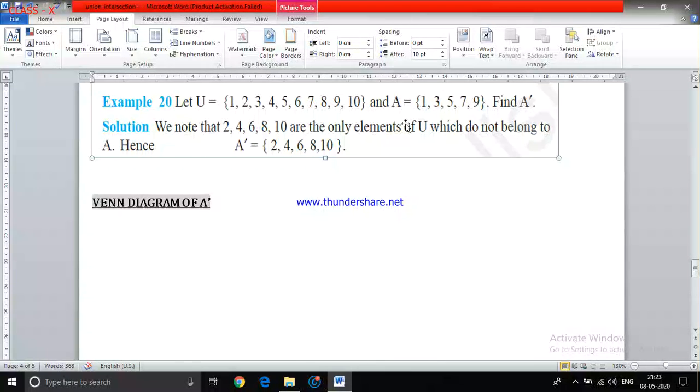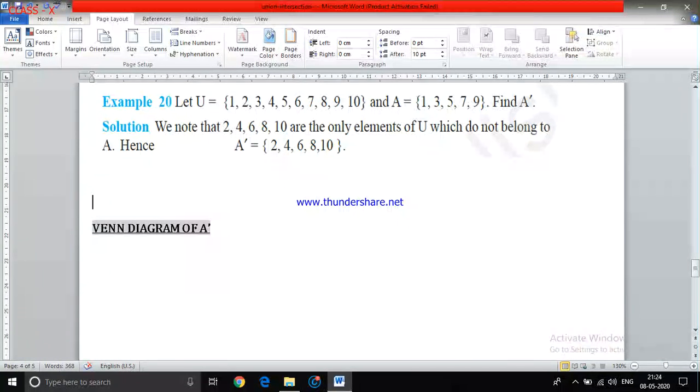Okay. Now I have to take set A and the A complement set. If I take the union of these two sets, A and A complement, I must get back my universal set. That you have to remember. The union of set A and its complement will always give you the universal set, and the intersection of set A and its complement, A intersection A complement, will always give you an empty set. Okay, so there are two properties you have to remember.